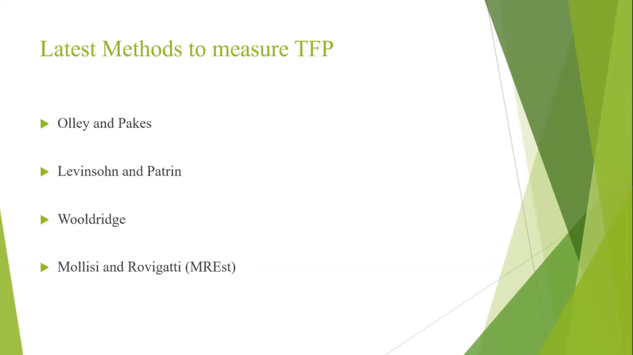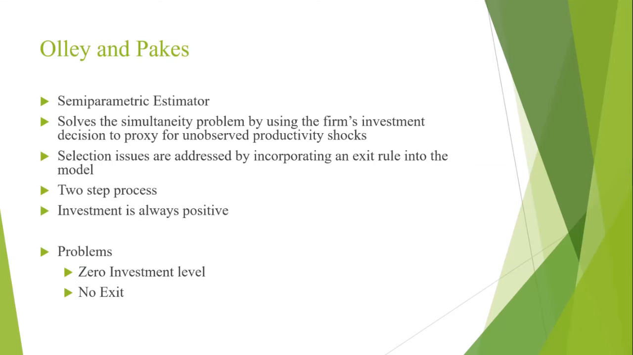So what are the latest methods available for total factor productivity measurement? First thing is the OLE and PEX methods. To cover these problems, they are using investment as a proxy for measuring total factor productivity. Next is the Levinson pattern. They are using intermediate inputs as a proxy for measuring total factor productivity. Then the Woodridge and ARSSS methods are again developed on the basis of these two methods. Let's discuss one by one.